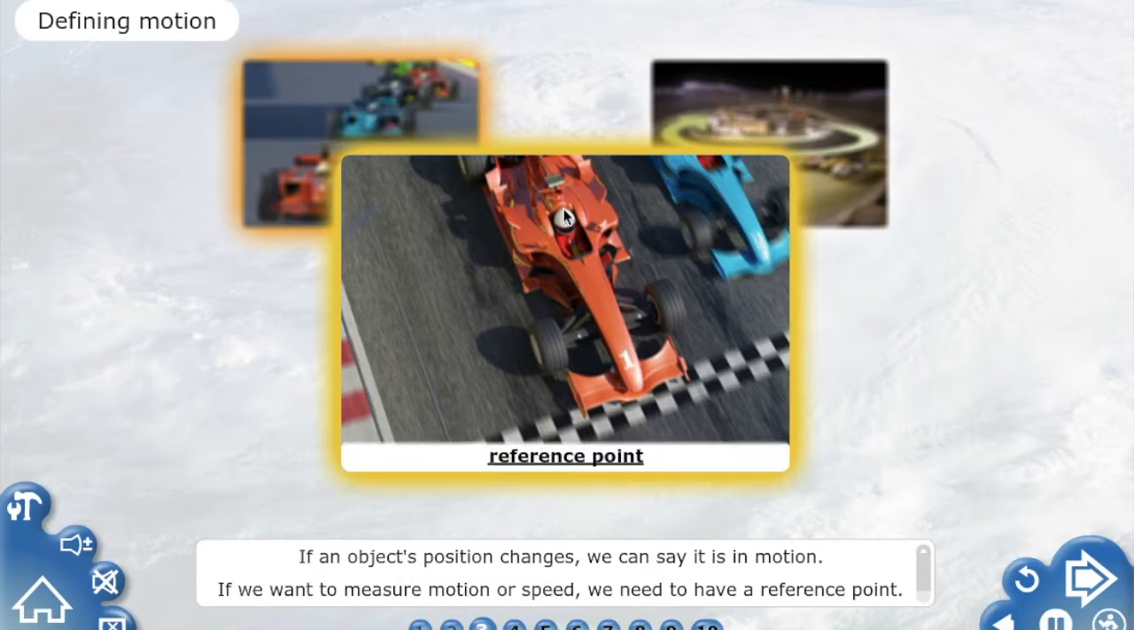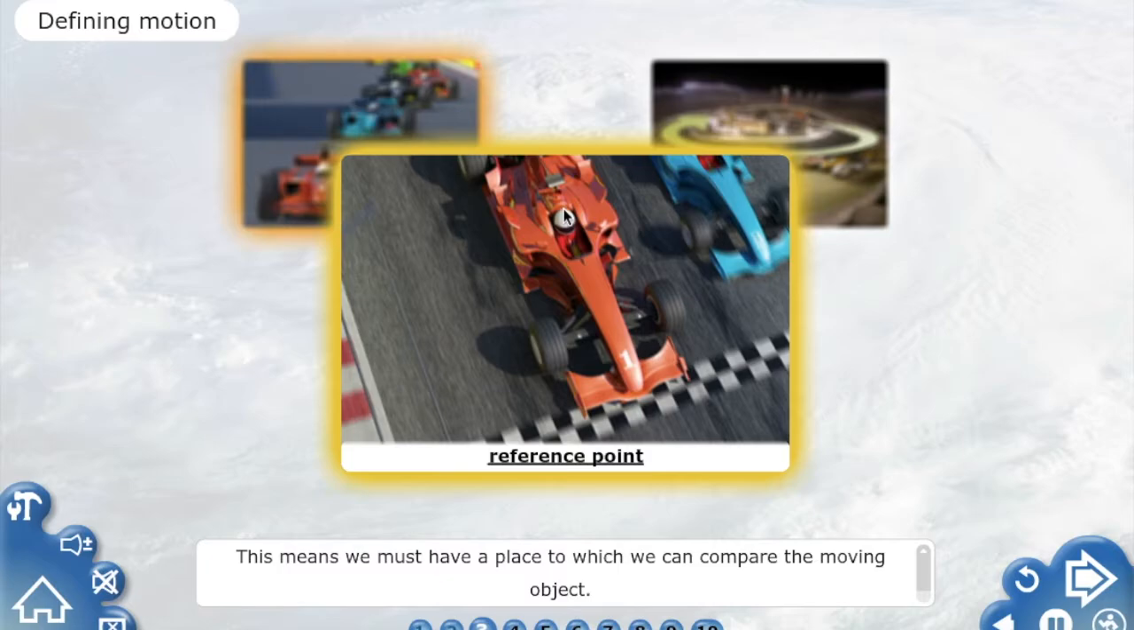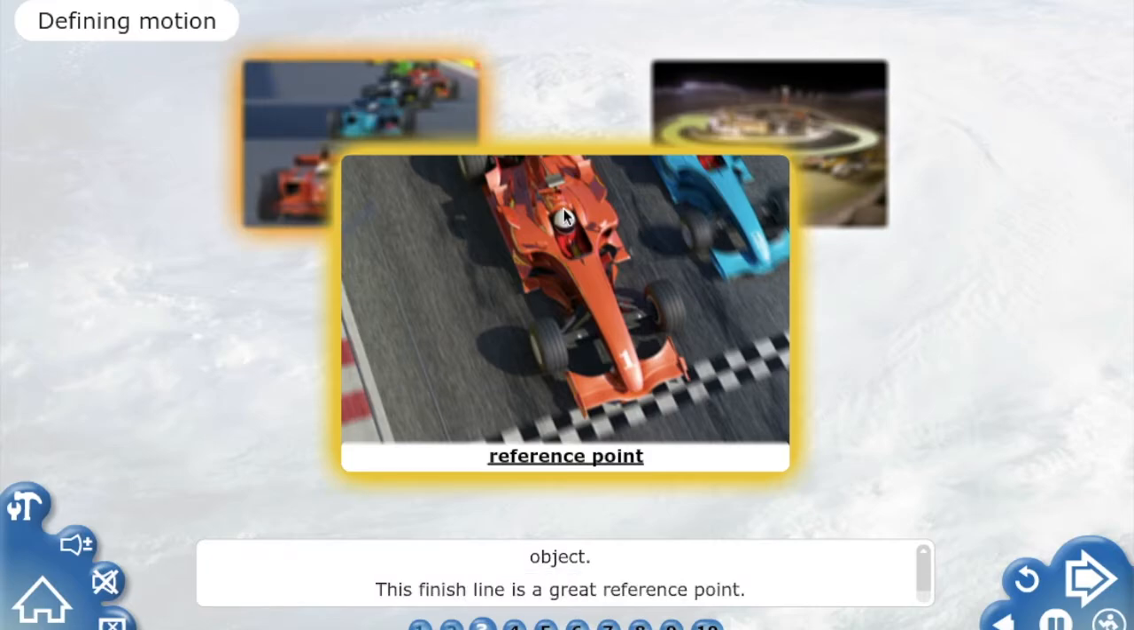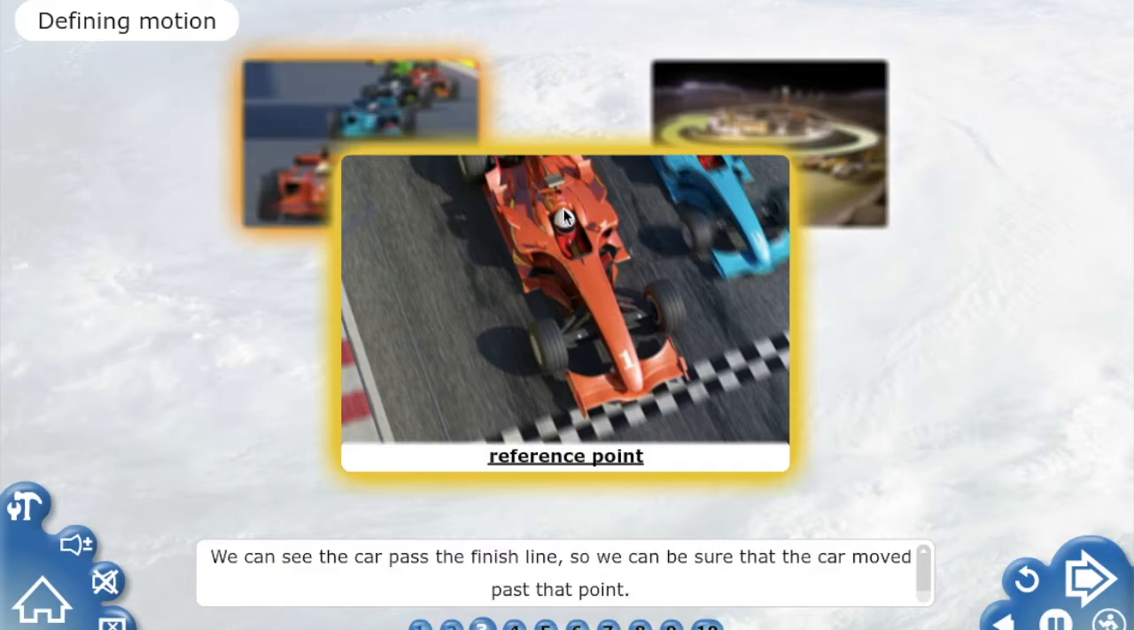If we want to measure motion or speed, we need to have a reference point. This means we must have a place to which we can compare the moving object. This finish line is a great reference point. We can see the car pass the finish line, so we can be sure that the car moved past that point.